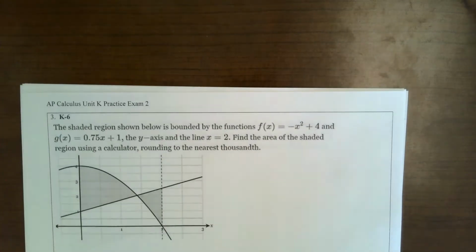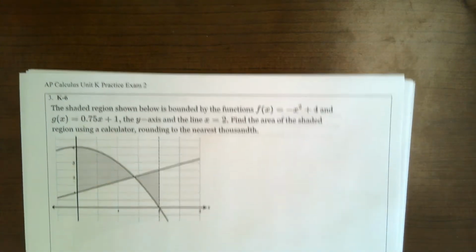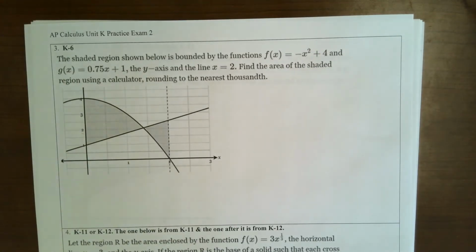Okay. The shaded region shown below is bounded by the functions f of x, which is that, and g of x, which is that, the y-axis and the line x equals 2. So it's bounded by all those things. Find the area of the shaded region using a calculator, rounding to the nearest thousandth. So we're going to need to use Math 9. All right, so let me get out this thing here.